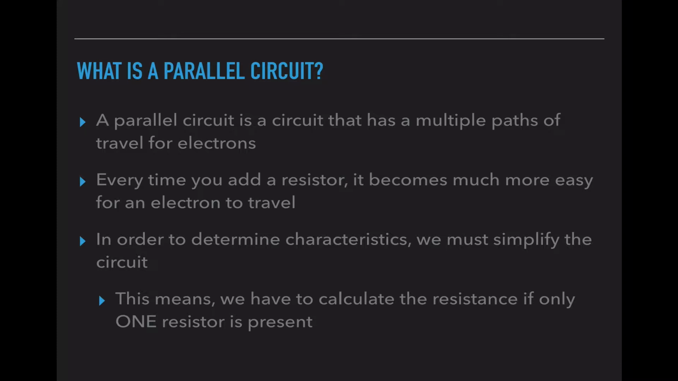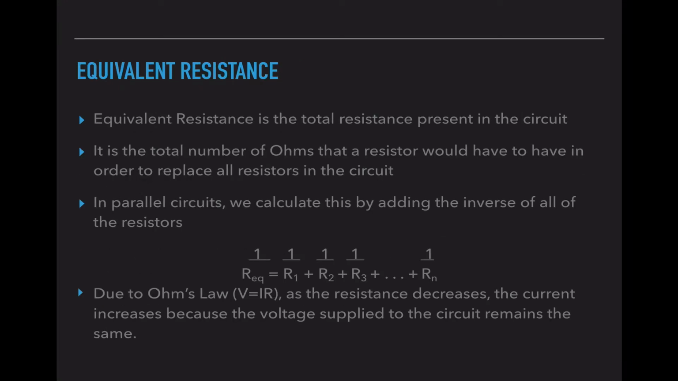As you open up more paths of travel to choose from, you can travel through them at a faster rate. In order to determine characteristics, just like with series circuits, we have to simplify the circuit a little bit. This means we have to calculate the resistance as if only one resistor is present. Now we're going to calculate it in a slightly different way, so make sure you pay attention. Equivalent resistance is the total resistance present in the circuit. It's the total number of ohms that a single resistor would have in order to replace all the resistors present in the circuit. But in parallel circuits, we calculate this by adding the inverse of all of the resistors.